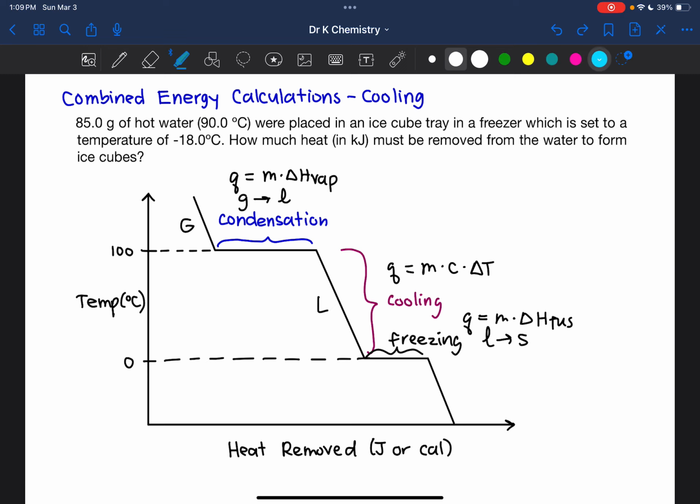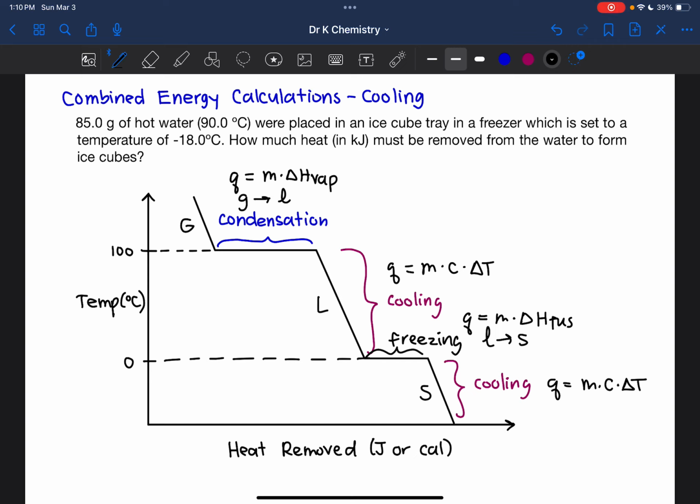Okay. Once everything is completely frozen, if we keep removing heat and we drop even below 0, then we're in this range, and this is where everything is a solid, so all the water has been turned into ice. If we keep cooling it past that point, there's no phase change, we're just changing the temperature. So the equation associated with that is mass times specific heat times the change in temperature. So that is the process. We need to know where we are in the cooling curve and which equation is associated with each region.